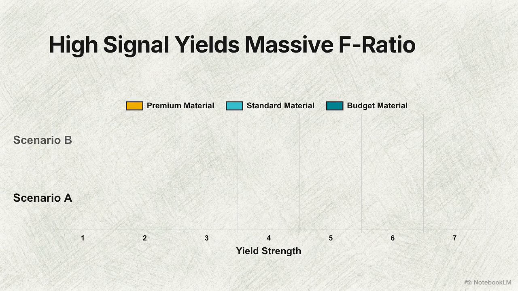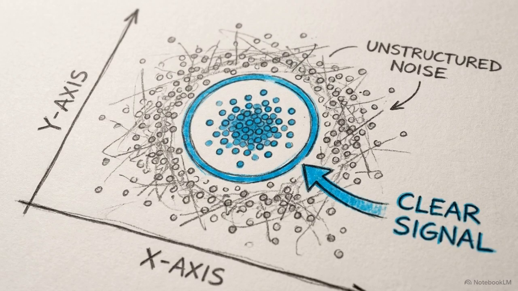The answer is scenario A. Because the individual boxes are narrow, the internal noise is very low. Combine that with a large distance between the groups, a high signal, and the math outputs a massive F ratio. The F statistic isolates exactly how clearly an actual difference stands out against the backdrop of natural, random variation.